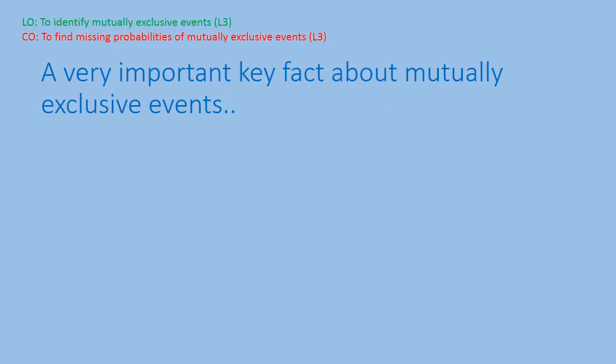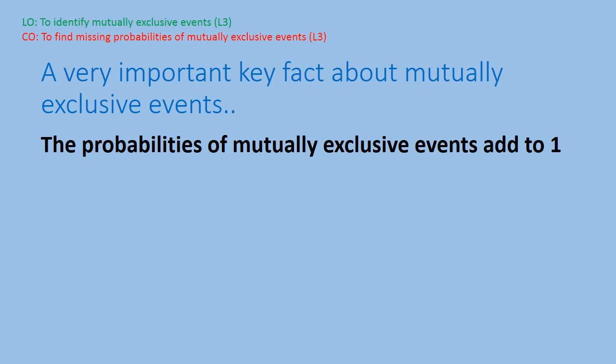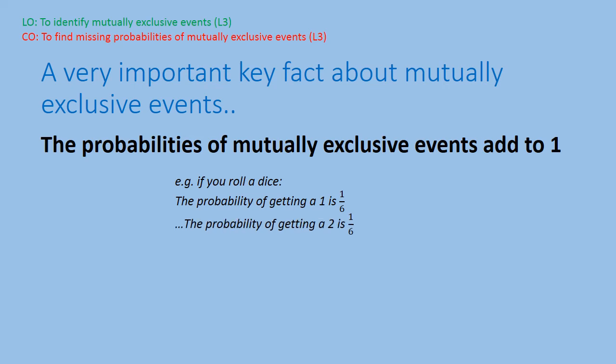Now we have a very important key fact about mutually exclusive events. The probabilities of mutually exclusive events add to 1. Example, if you roll a dice, the probability of getting a 1 is 1 out of 6 because 1 chance out of 6 chances, right? The probability of getting a 2 is also 1 out of 6.